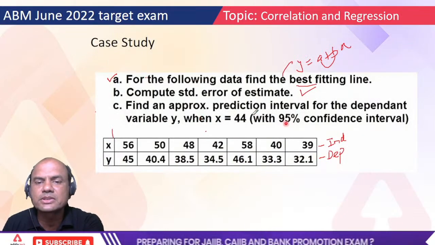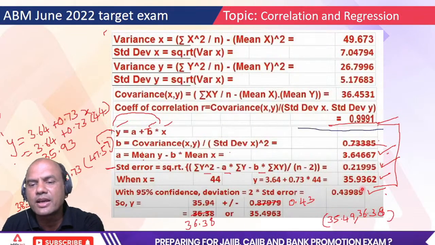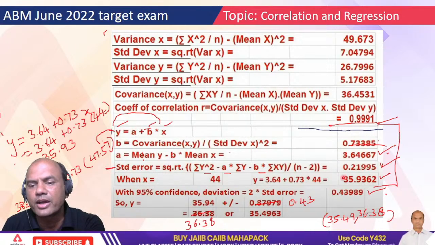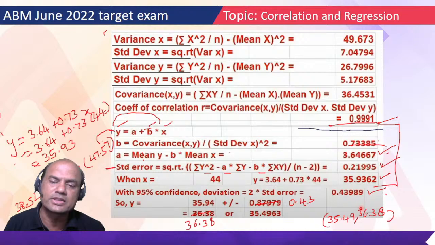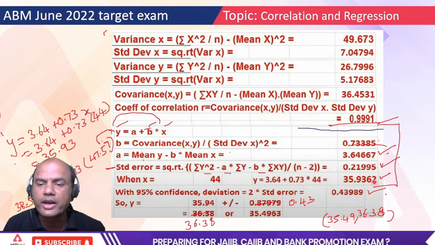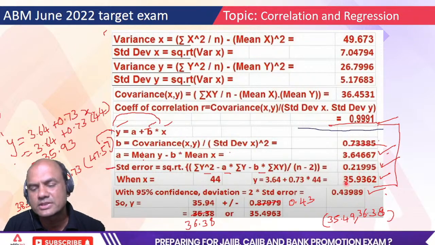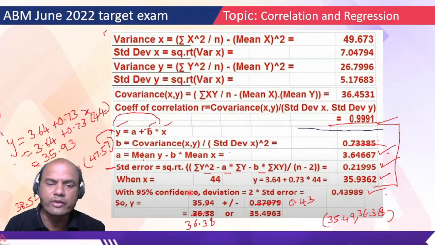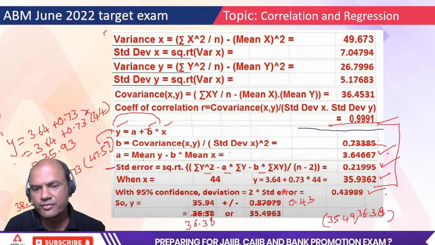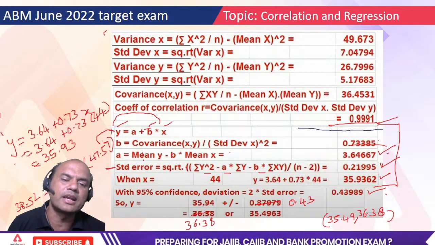Okay, but what is asked of us? With 95% confidence. This is the exact answer of y. We always have two answers: point estimate and interval estimate. So we have got the point estimate. Now we want the interval estimate. To find it, we have to get this 95% confidence. What is the rule for 95%? 2 into standard error.